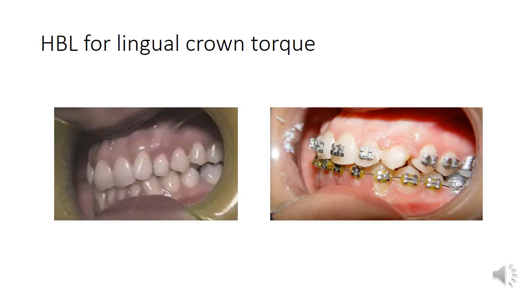The left picture is the patient before orthodontic treatment with the primary canine tooth in place. The right picture shows that the canine moved to its proper location, and because of too much labial crown torque, we need to correct its torque.